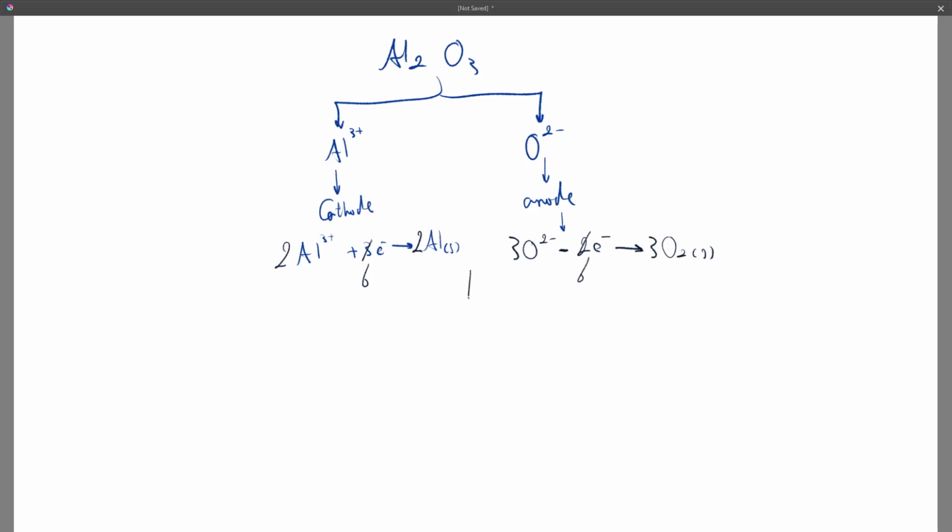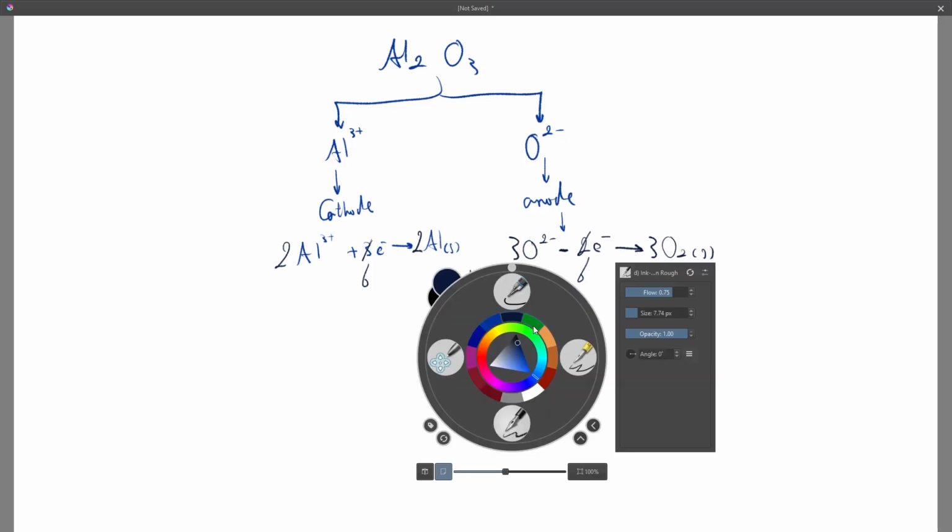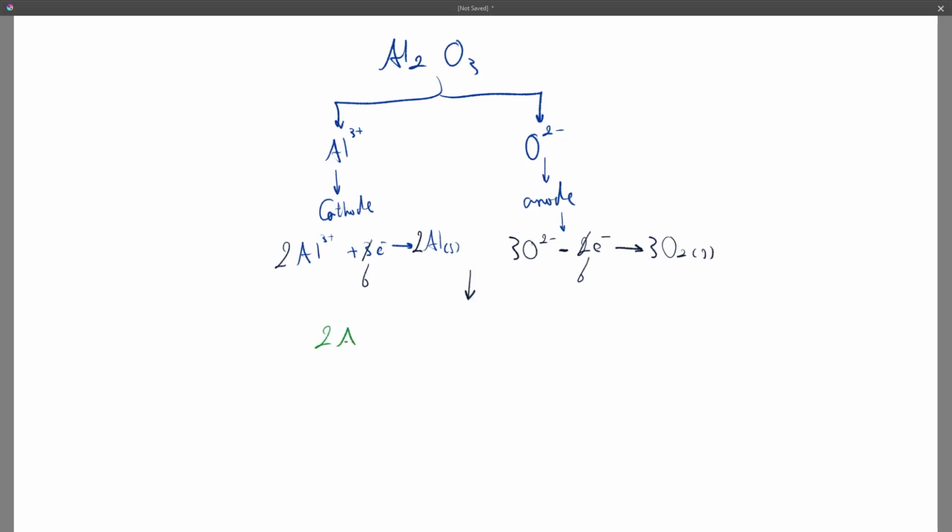And from that we can write the full ionic equation as follows. Of course, the electrons lost were gained by the aluminium, so they're not going to make it to the final equation. 2 aluminium ions plus 3 oxygen ions give 2 aluminium atoms plus 3 oxygen gas molecules. These will form colorless bubbles at the anode, and we will have the aluminium precipitating on the cathode, right?